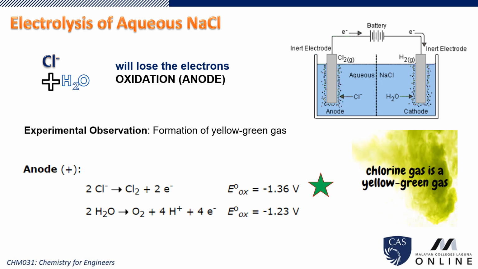At the anode, chloride ions lose electrons and are oxidized into chlorine gas, and this aligns with the observed gas formation. The overall process has a negative standard potential, meaning it is non-spontaneous. Therefore, it requires an external power source to proceed.